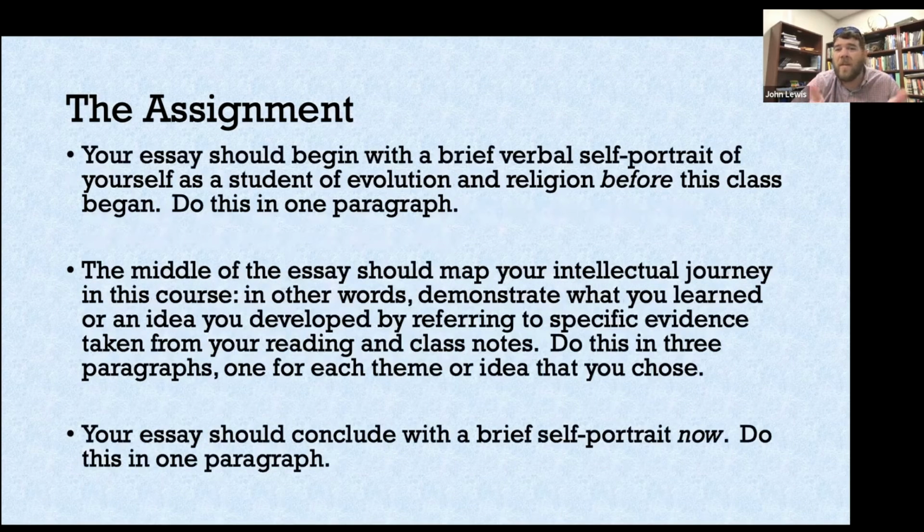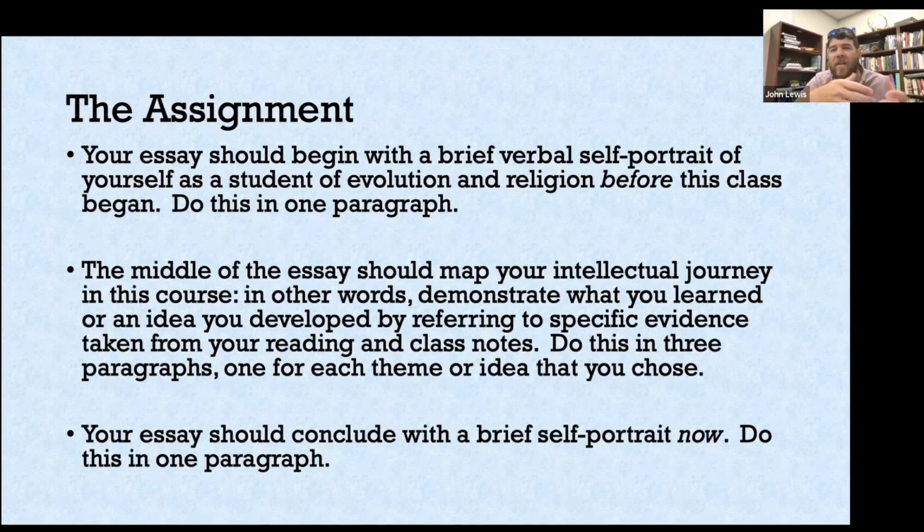And here's how their essay begins. They start with a self-portrait of where they were as a student of evolution and religion from the time the class started up until the end of this first unit. For the first one, they have to write it as a person coming into this class. What did you expect? But these first paragraphs leapfrog each other. They write where they are up to the beginning of that particular unit.